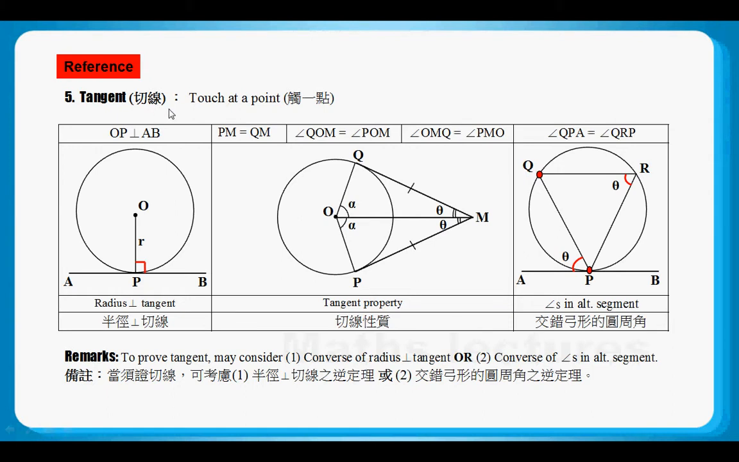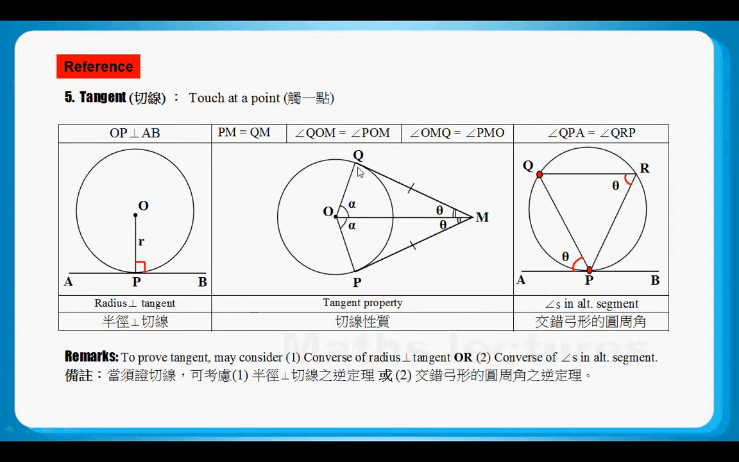We have tangent. Tangent means touching a point. That means a line touches a circle at only one point. In this case, the radius is perpendicular to the tangent. Because of this, we can construct 2 congruent triangles with 2 tangents. As you can see, this pair of triangles in fact are congruent.